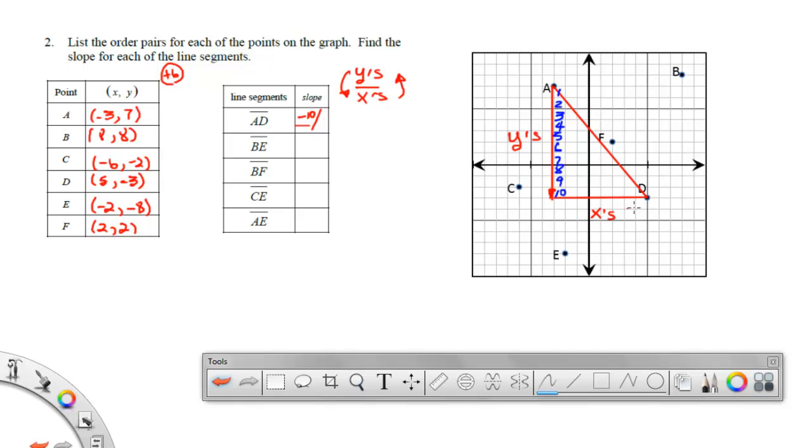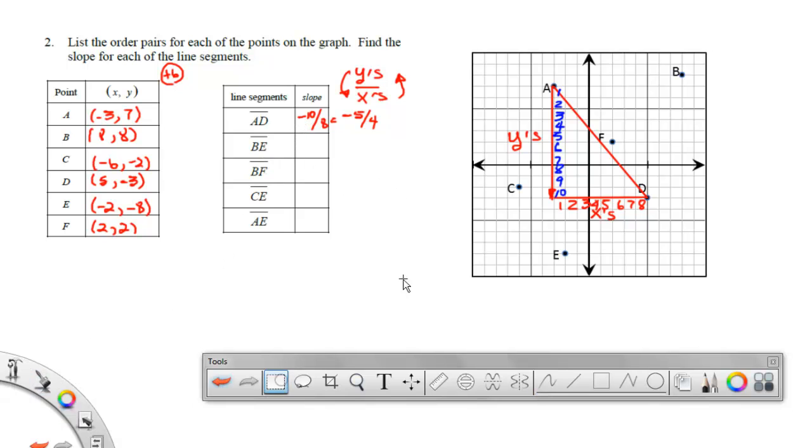And now if I do the x's, I start from where I ended up. I counted down from A, so always do your y's first, and then I'm going to go right for the x's. 1, 2, 3, 4, 5, 6, 7, 8. So that slope is a negative 10 over 8. Now the top divides by 2, the bottom divides by 2, so that could simplify to negative 5 over 4. That's the correct answer for line segment AD.